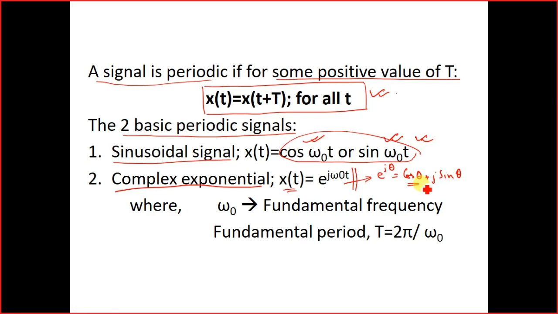So if you see, it is basically a complex signal wherein we have the sinusoidal signals which we have previously described. Okay, so herein we have a complex addition of the sinusoidal signals. Okay, and the addition of these two results in the complex exponential signals. Okay, so the two basic periodic signals include the sinusoidal signal and the complex exponential signal. In both of these equations, if you see, we have omega naught. What is omega naught? Omega naught is nothing but the fundamental frequency.